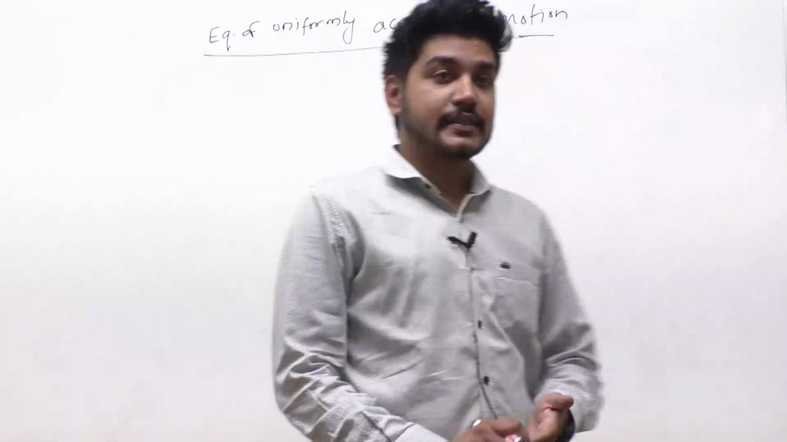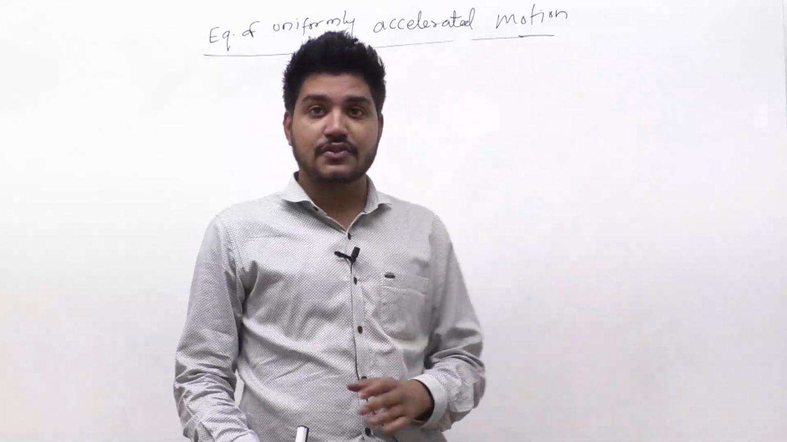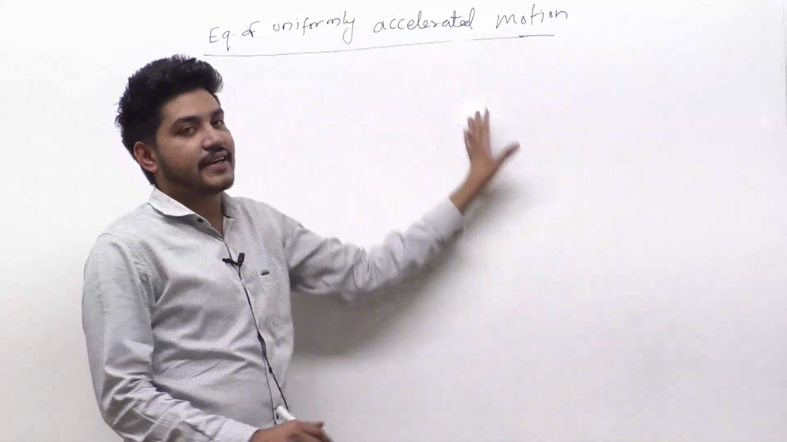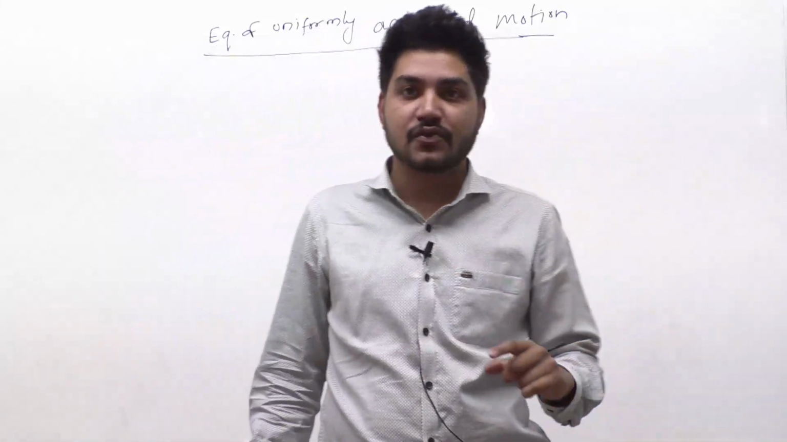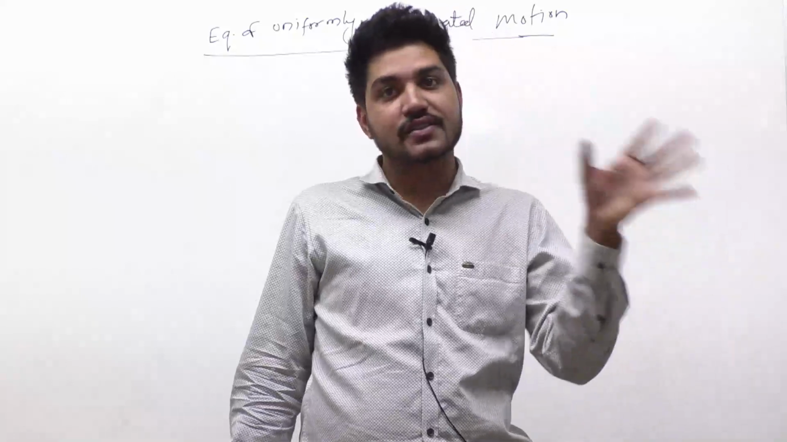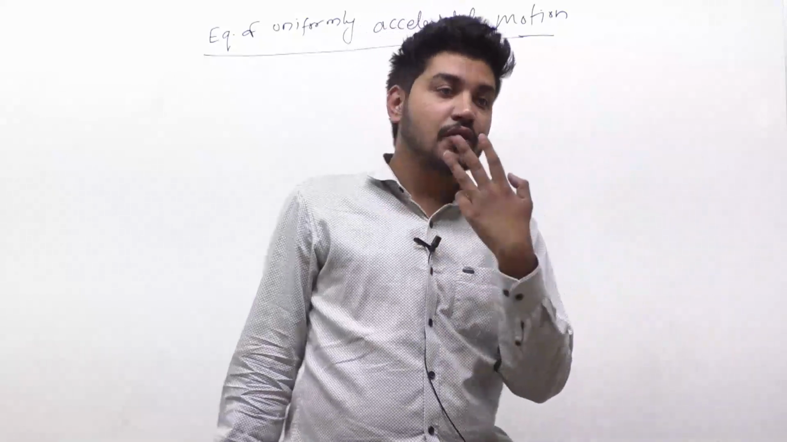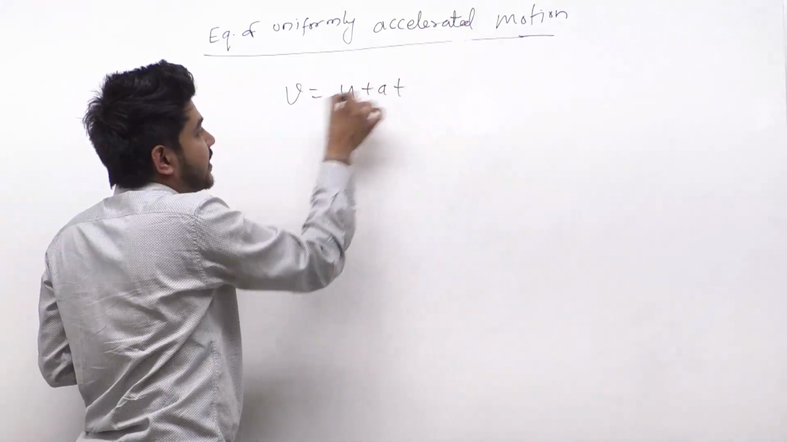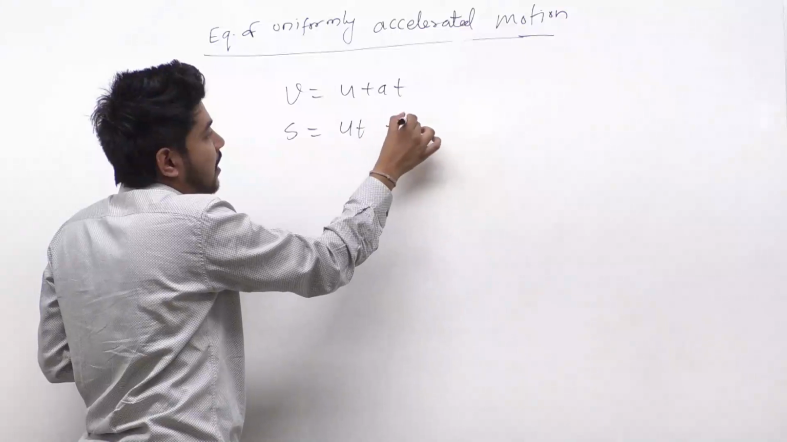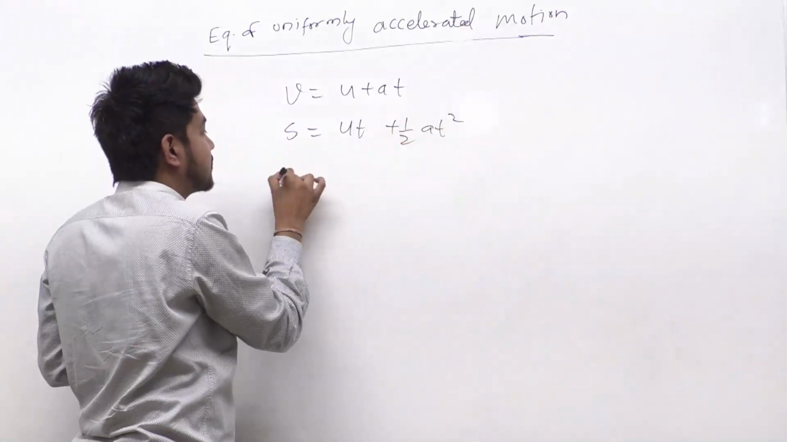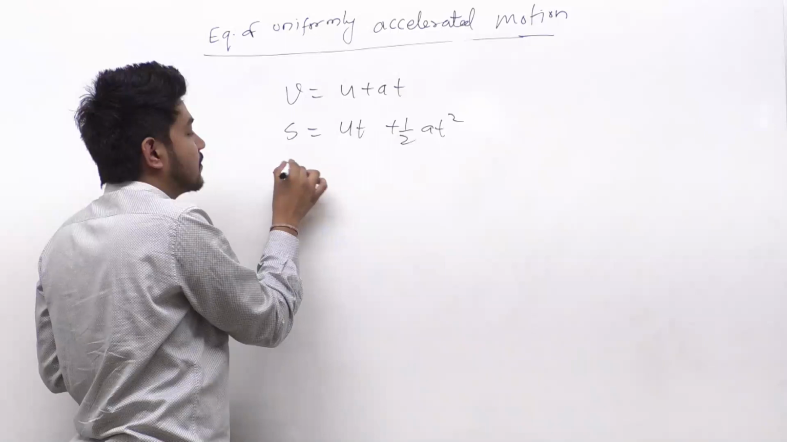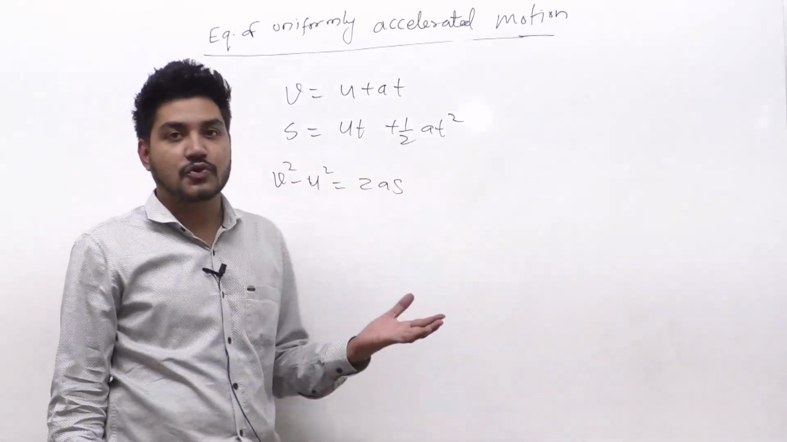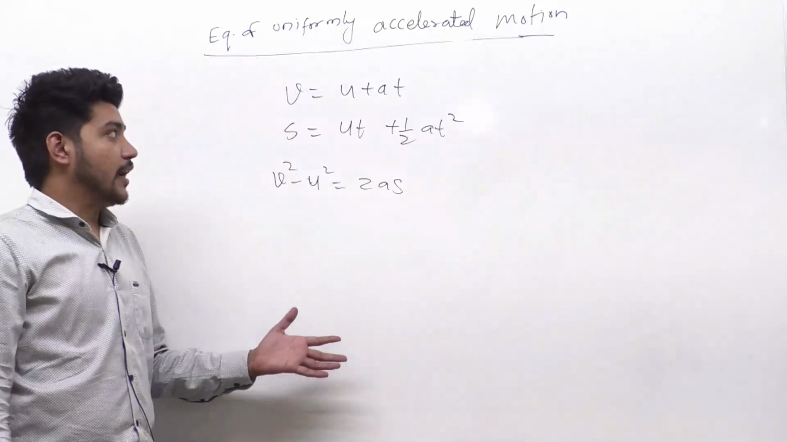Okay, so now we will discuss the equations of motion, which are the three equations of motion for uniformly accelerated motion. Uniformly accelerated motion means what? Acceleration of a body is constant. So the three equations of motion are v is equal to u plus at, s is equal to ut plus half of at square, and v square minus u square equals 2as.